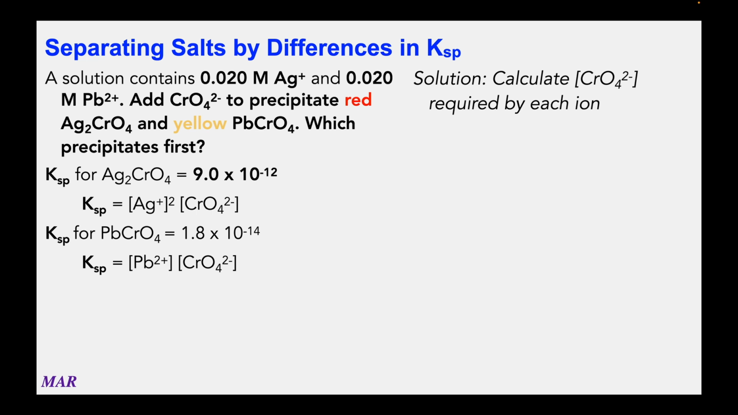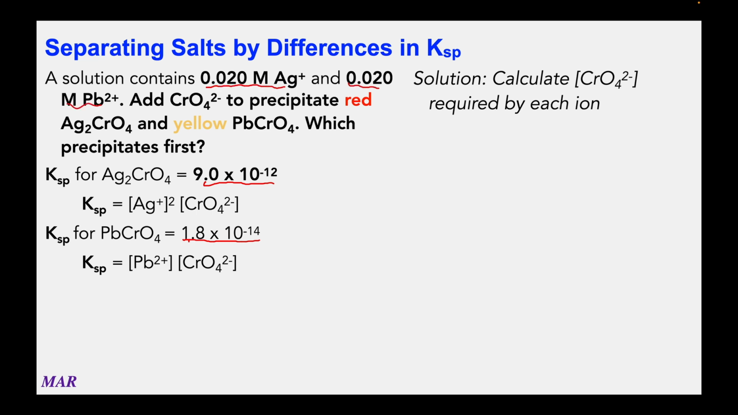So we have 2 KSPs here, one for silver chromate and one for lead chromate. And you can see, first of all, that the lead chromate number is smaller, 10 to the minus 14th, than the silver chromate is. Hint, hint, we'll come back to that. Now, the KSP for silver 1 chromate is going to equal silver plus squared times chromate. And for lead 2 chromate, that's going to equal lead 2 plus times the chromate ion, and that'll also be important. Now again, in this problem, we've got this much silver and this much lead.